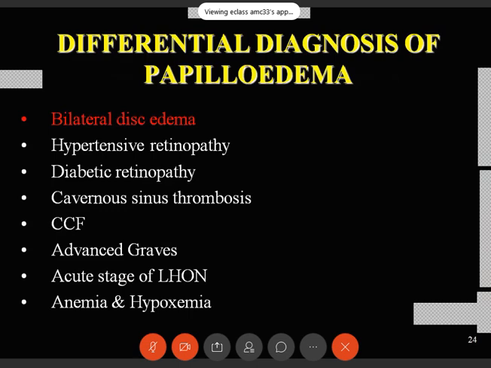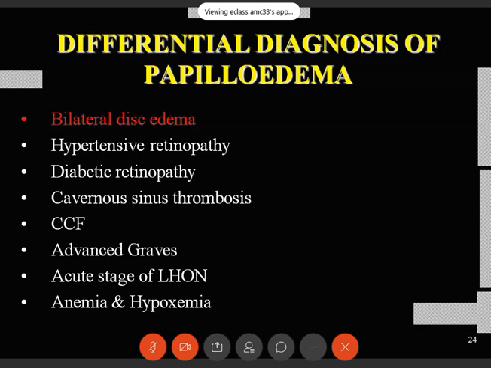Differential diagnosis of papilledema. Bilateral disc edema. These are the few causes for the differential diagnosis of papilledema: bilateral hypertensive retinopathy, diabetic retinopathy, cavernous sinus thrombosis, carotid cavernous fistula, advanced Graves' disease, acute stages of LHON, anemia, and hypoxia. These are the differential diagnoses of papilledema.